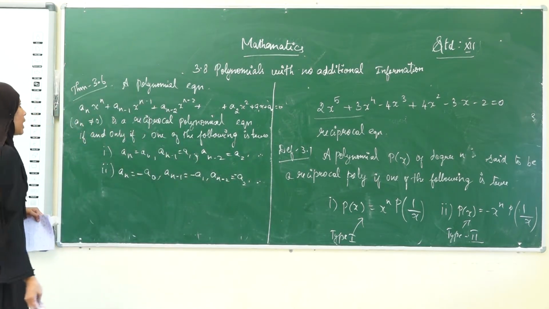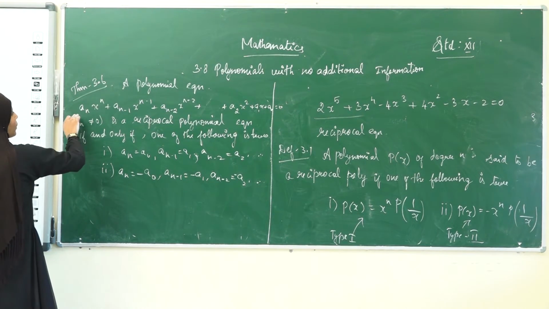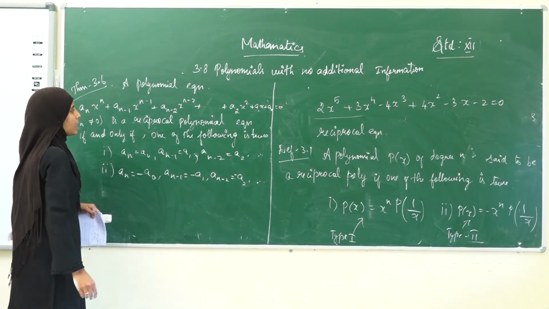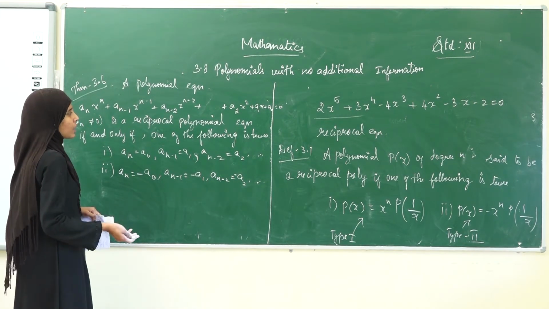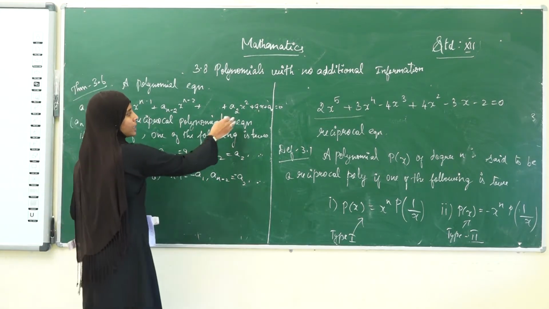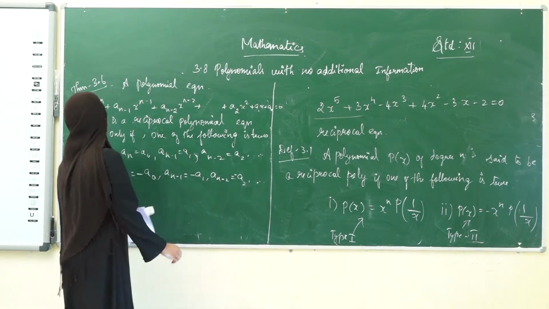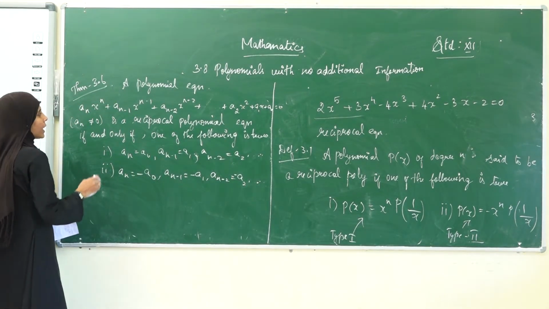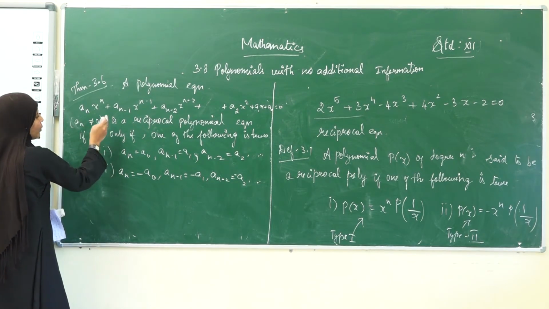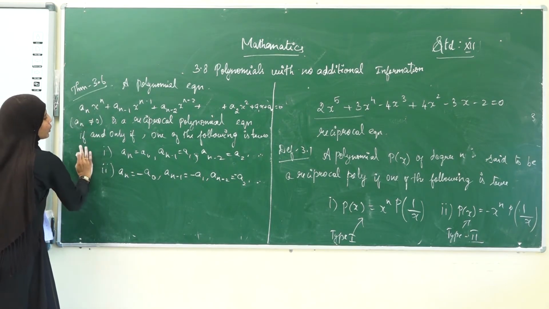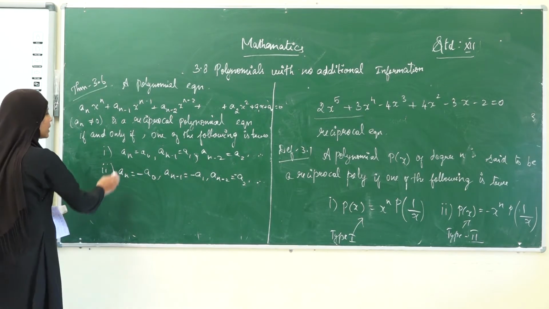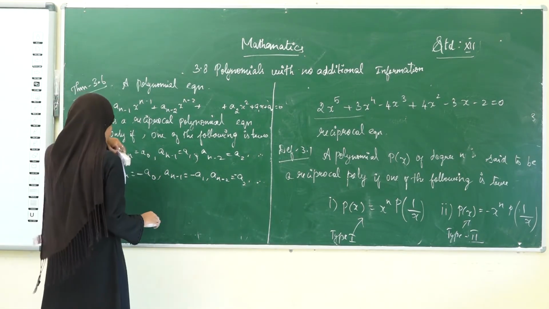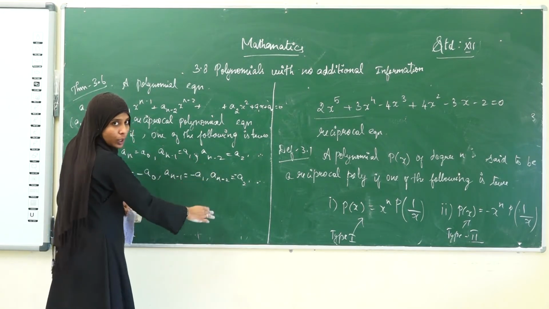See the statement they have given. They have given a polynomial equation an x power n plus an minus 1 x power n minus 1 plus an minus 2 x power n minus 2 etc. plus a2 x square plus a1 x plus a naught is equal to 0, such that the first term an should not be equal to 0. We can say this is a reciprocal polynomial equation if and only if any of the two given conditions is satisfied. What's the first condition? An is equal to a naught, an minus 1 is equal to a1, an minus 2 is equal to a2, etc.